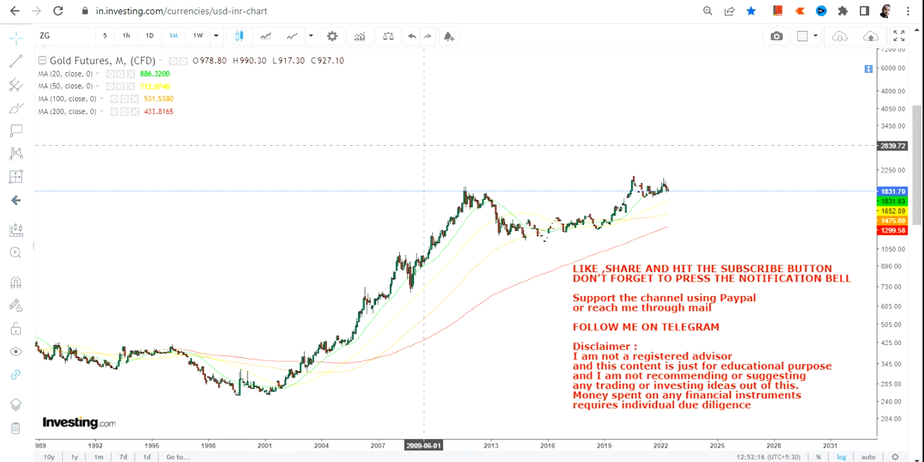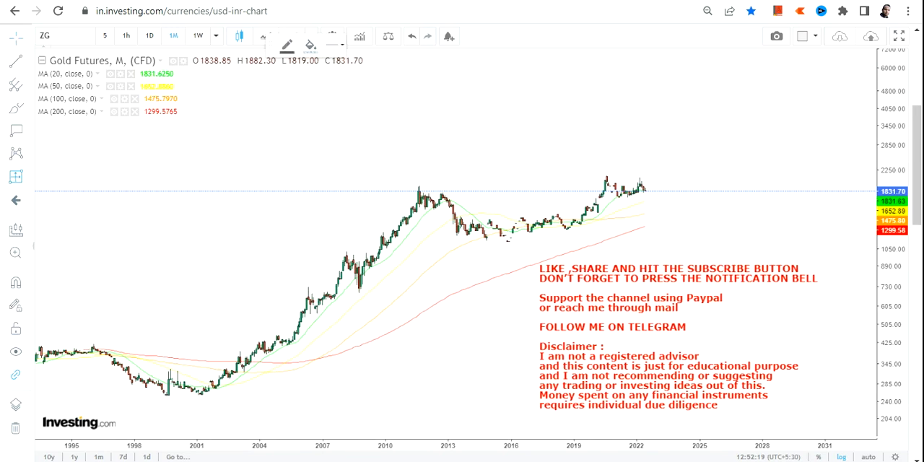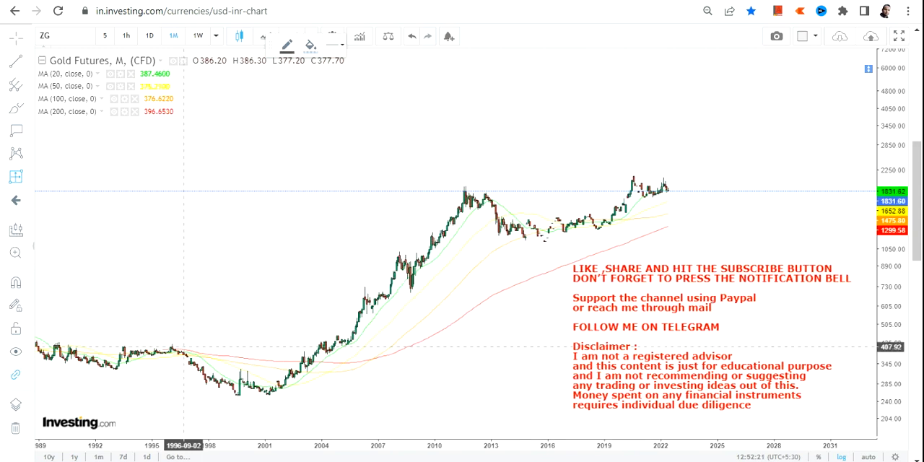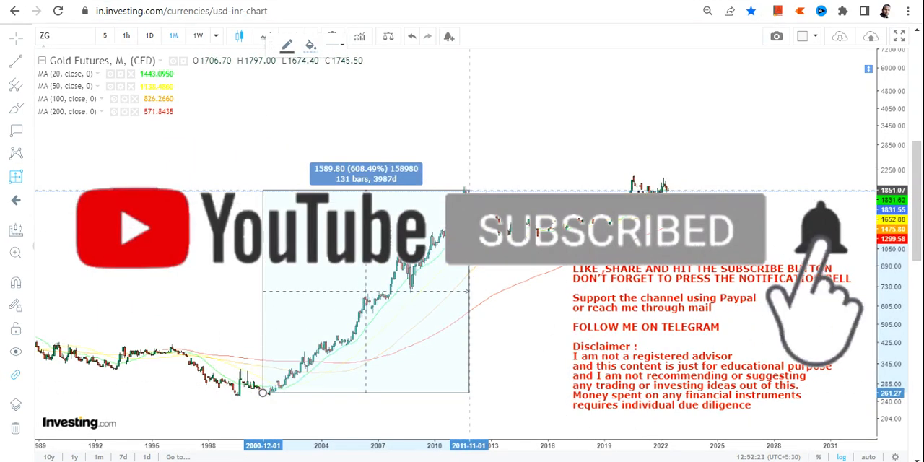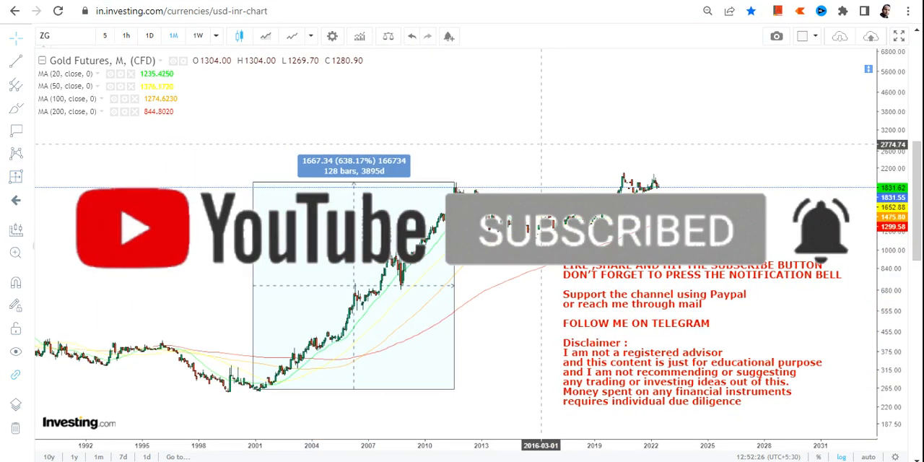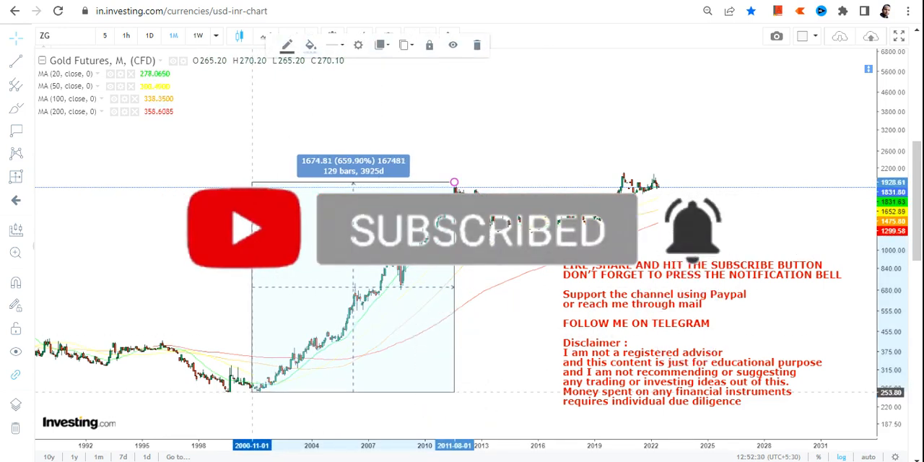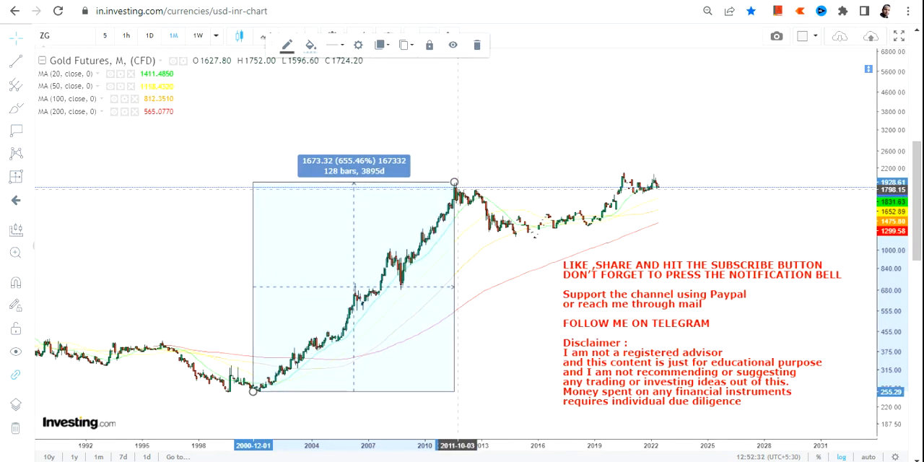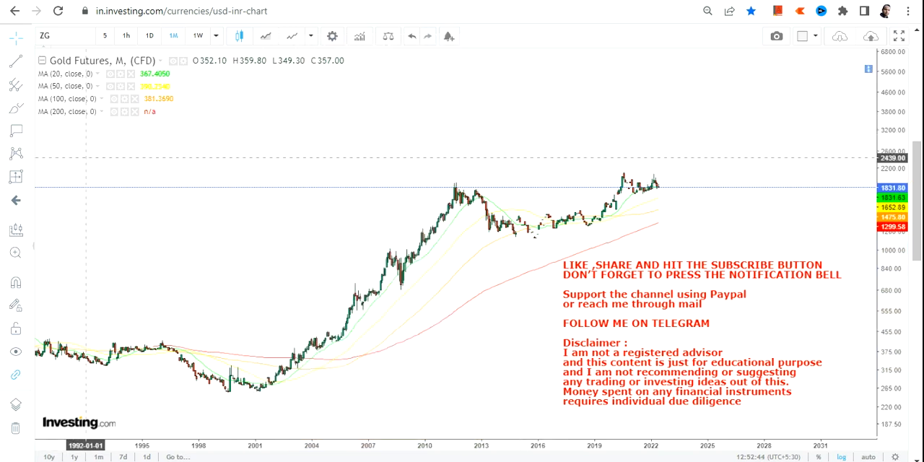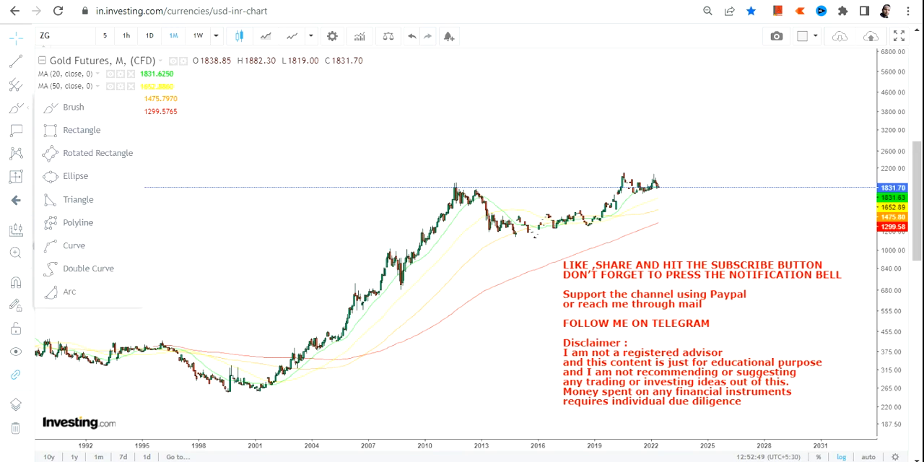Now if you are looking at this move, what you can see is that from the lows of 2001 till 2011, it is a decade long move that has happened irrespective of the 2008 crash and whatsoever, in which case gold futures moved 655%, and then there's been a consolidation. And right now what you can see is a technical pattern which is called cup and handle.